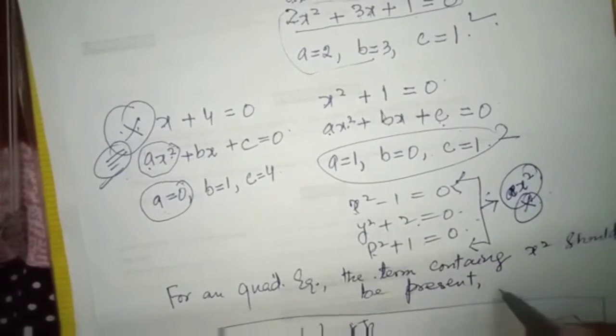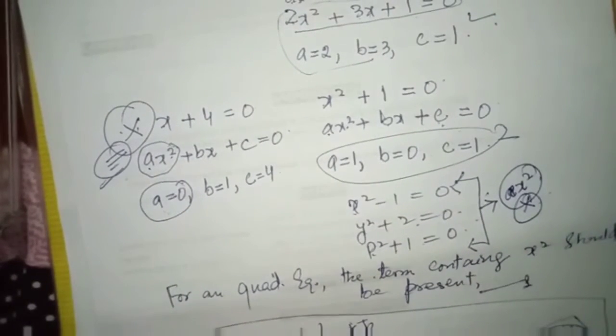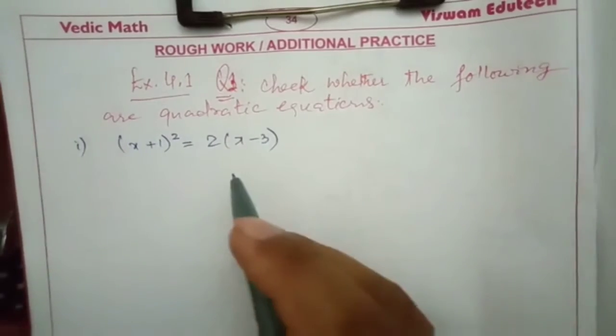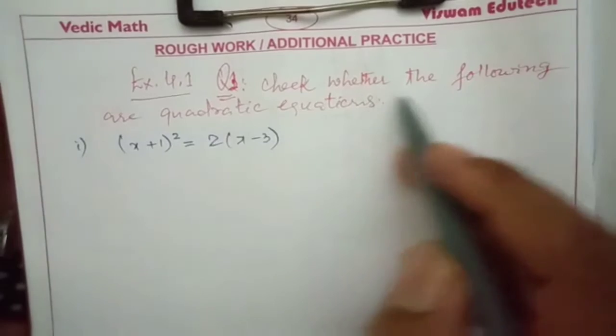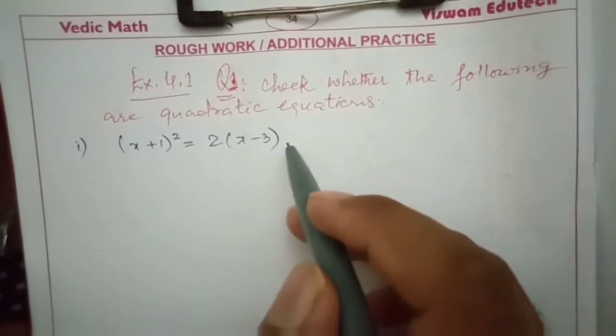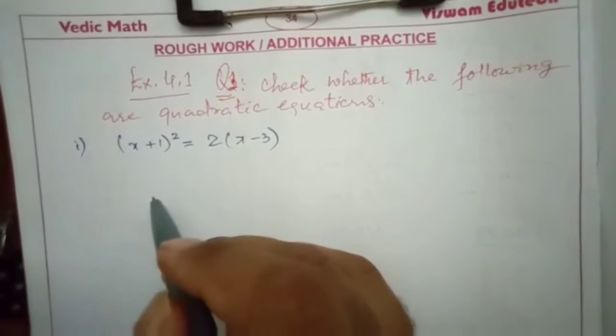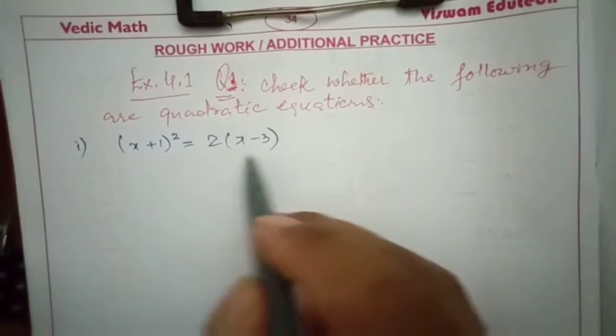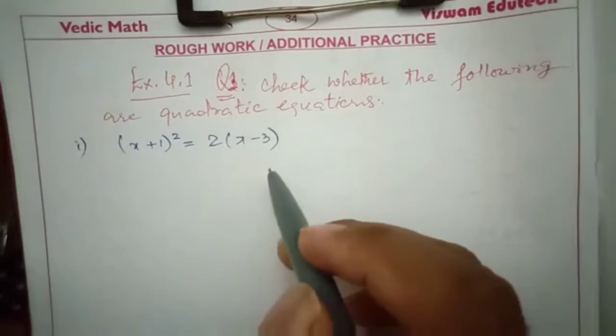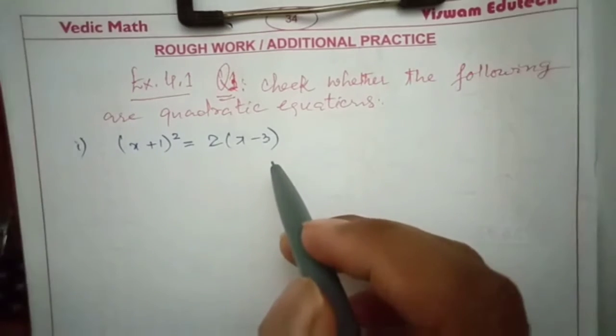Otherwise the equation is not the quadratic equation. Now see the exercise 4.1. Question 1 is: check whether the following are quadratic equations. So we have different questions. We need to see whether these equations are quadratic equations or not.